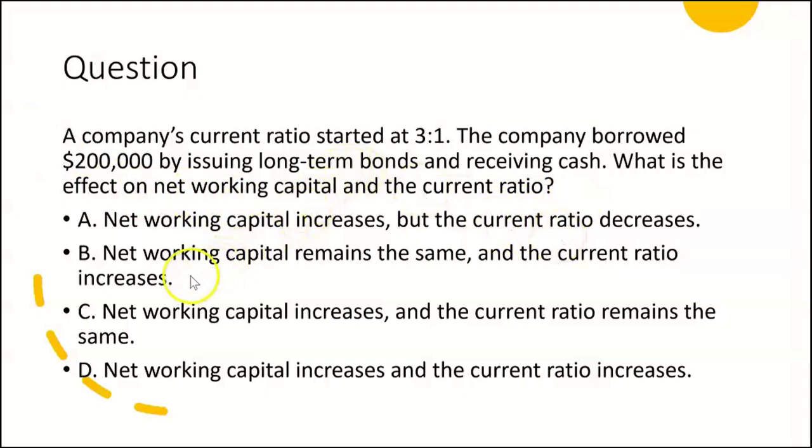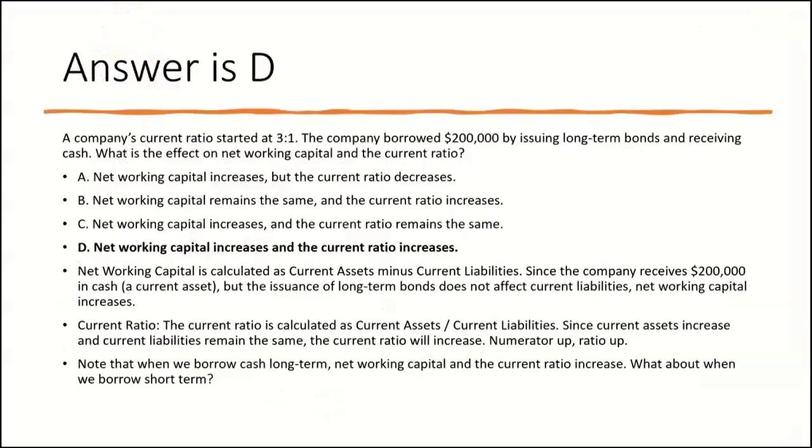Let's look at B. Net working capital remains the same? No. Net working capital increases. B's out. C, net working capital increases and the current ratio remains the same? No. So it must be D. Net working capital increases and the current ratio increases. Letter D is correct. Net working capital is calculated as current assets minus current liabilities.